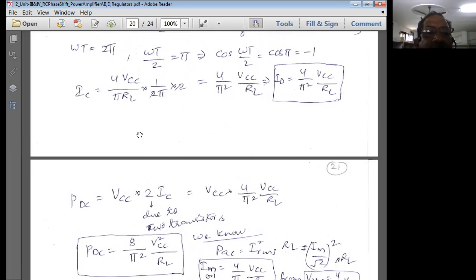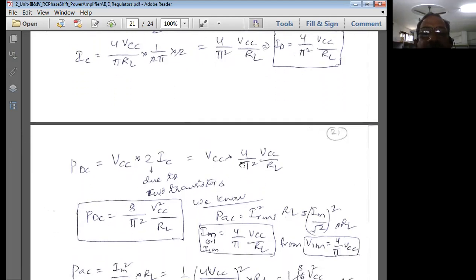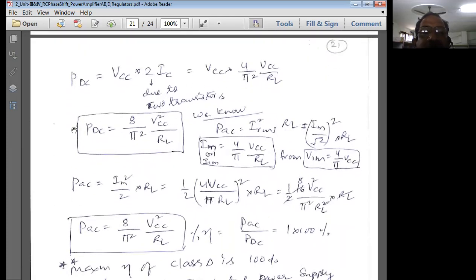So this entire factor that we have got, IDC, is going to be equal to 2 times IC. This is nothing but our DC current. So with 4 by pi square by RL, I can simply have PDC equal to 8 by pi square into VCC square by RL. This is the DC power.